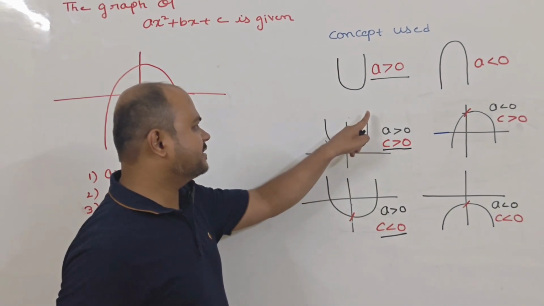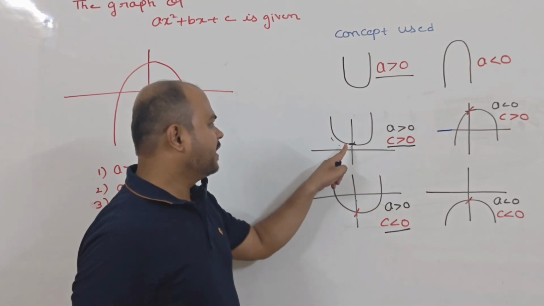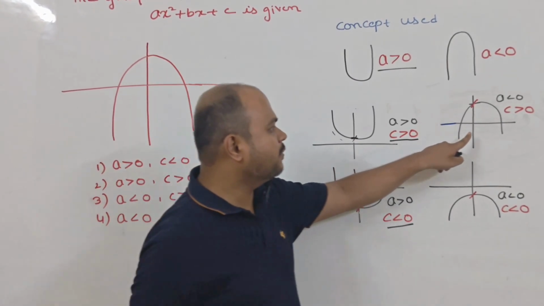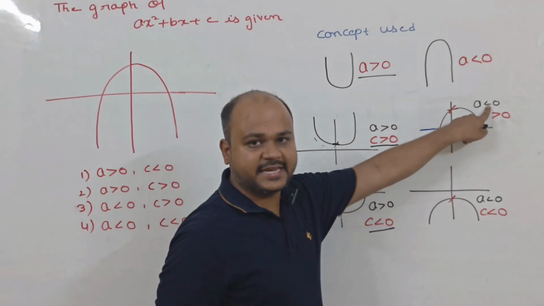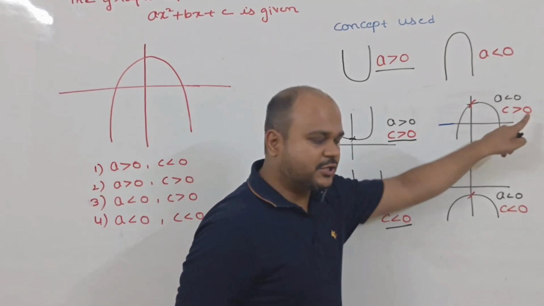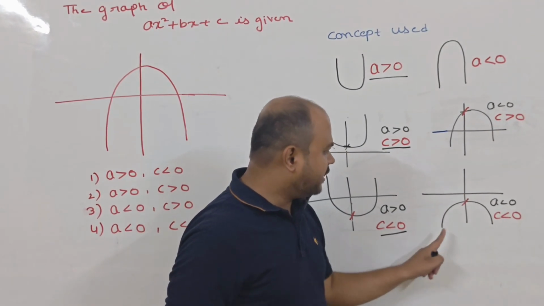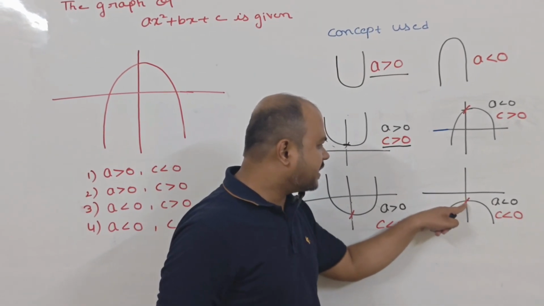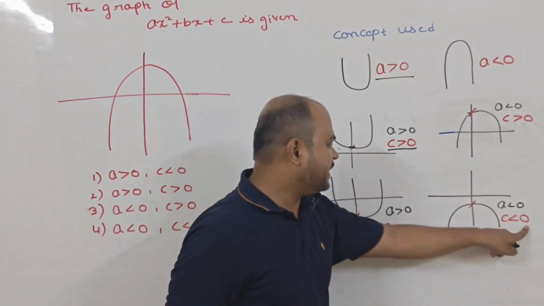Now tell me, the face is upward, hence a is greater than 0. Here the graph cuts the positive y-axis, so c is greater than 0. Now see here, the face is downward, a is less than 0. Graph cuts the positive y-axis, c is greater than 0. Here the face of the parabola is downward, so a is less than 0, and it cuts the negative y-axis, so c is less than 0.